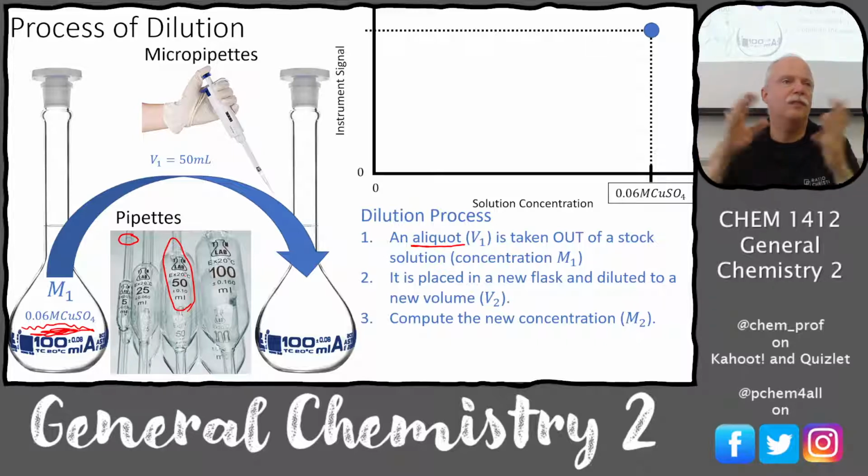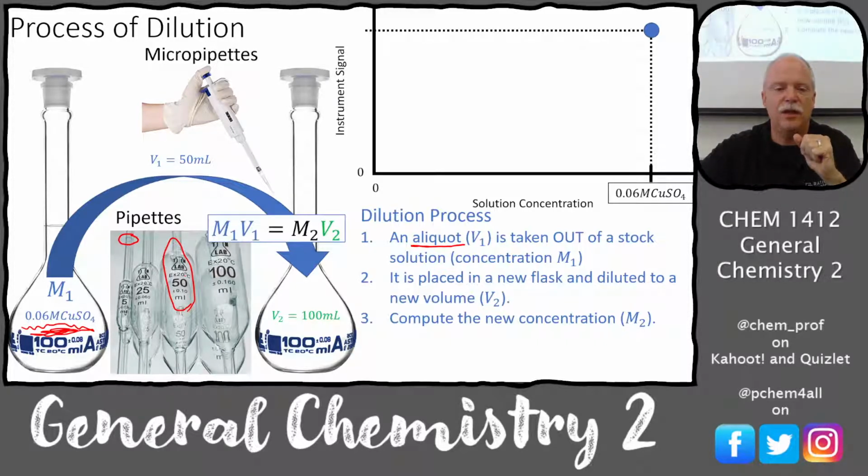Does everybody understand the dilution process? Take a little bit out of the stock solution, put it in a new flask, dilute to the mark. And so we'll dilute to 100 mils. And so here's our equation. So we solve for M2. So M2 is the original concentration times the ratios of volumes.